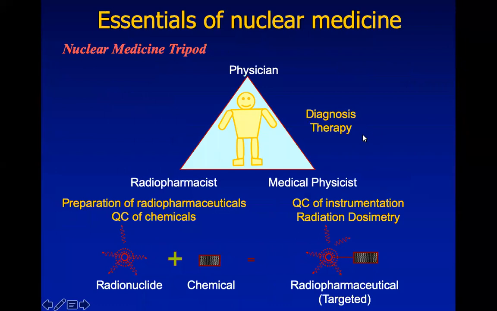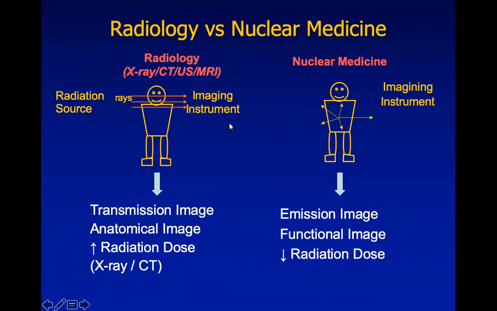The next thing is the nuclear medicine tripod. Here we have three people involved in any investigation. The physician, that's me. The medical physicist, who looks after the instrumentation and the radiation dosimetry, how much radiation is being given to the patient. The radiopharmacist, who prepares the radiopharmaceutical. The radiopharmaceutical is what we're talking about here. You have a radionuclide, that's the isotope part of it, which is attached to a chemical to form the radiopharmaceutical, which is then injected into the patient. So that was the difference between radiotherapy and nuclear medicine.